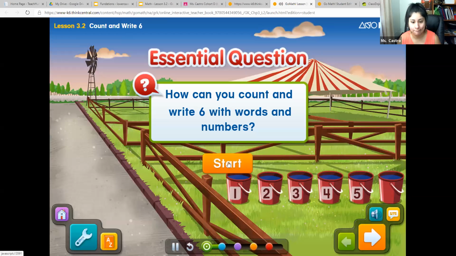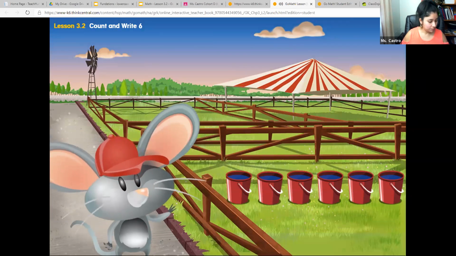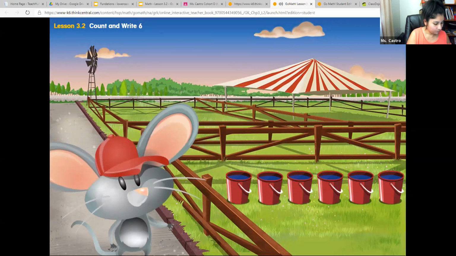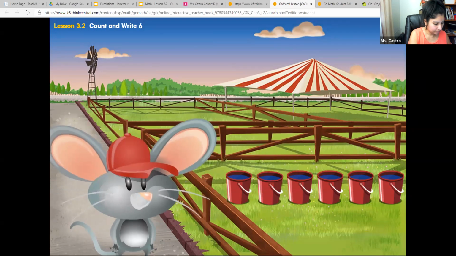How can you count and write 6 with words and numbers? Hi there! It's time to feed the animals at the zoo. It'll be fun! I have buckets full of water to give them. Look, the buckets are already lined up. So, how many buckets do we need? Click the very first bucket to start counting.